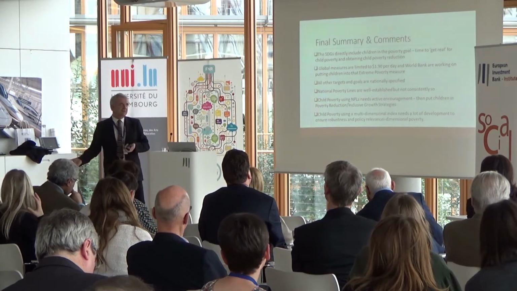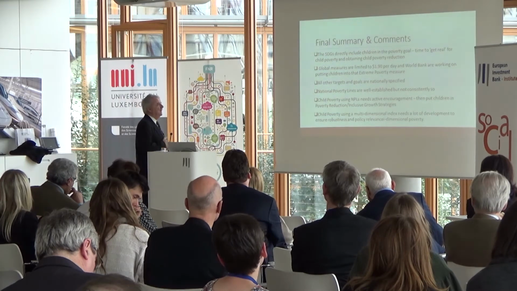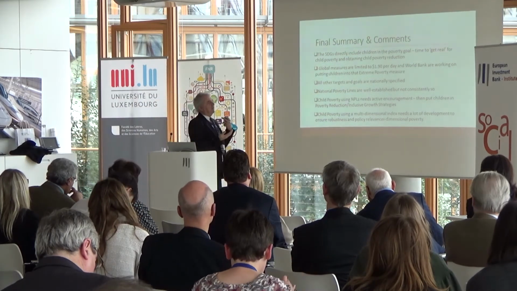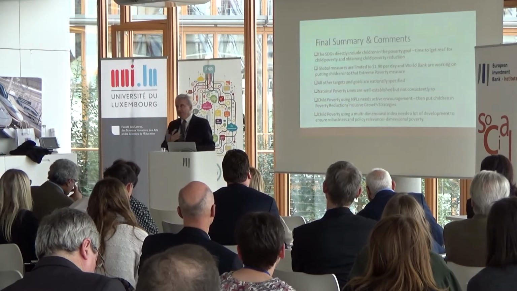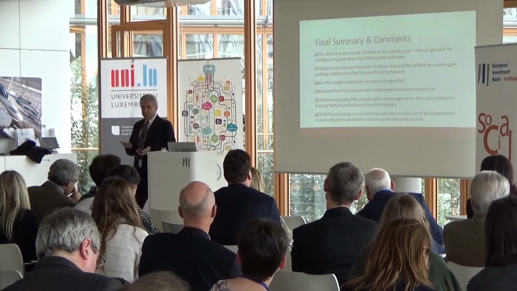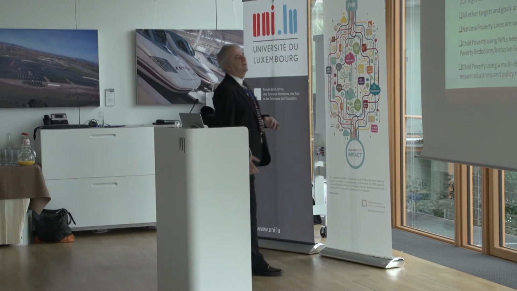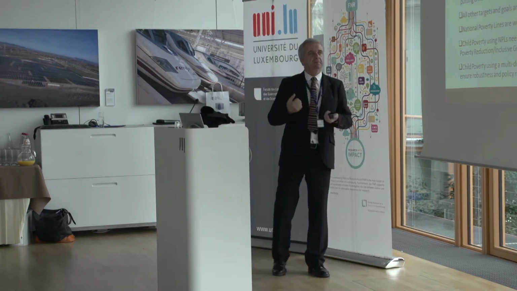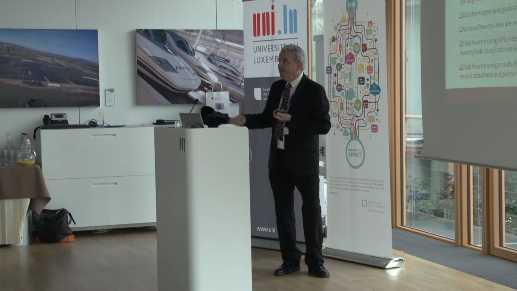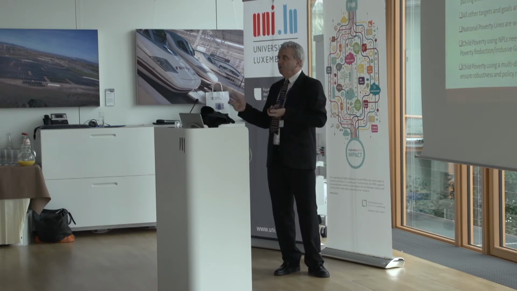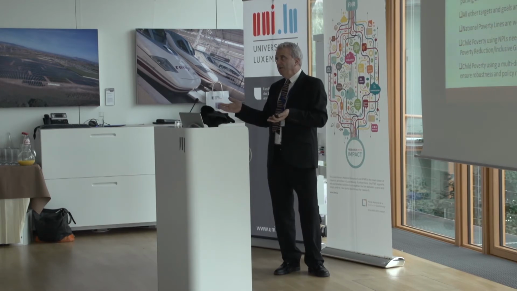All the other targets and goals are nationally defined. National poverty lines are well established, but not consistently so. We need to get more countries reporting more regularly. Child poverty using MPLs needs active encouragement to put children not only in the measurement, but then to put children and child poverty in the national poverty reduction strategies.